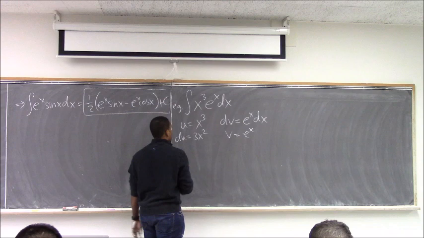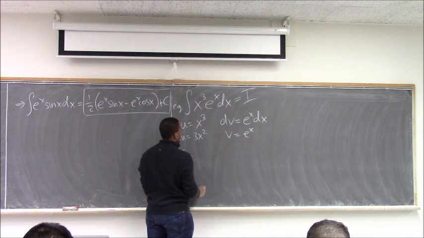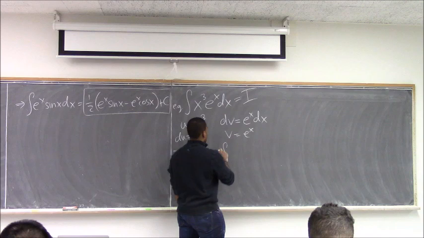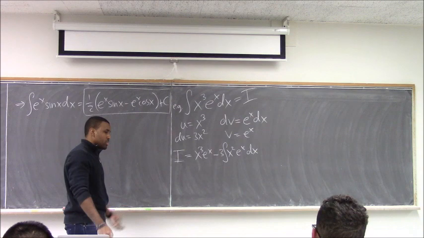You're going to plug these in. This is going to be equal to, sometimes when people get lazy, they replace the integral with a variable. Okay, so this is going to be u times v minus the integral of v du, with another integral. Does a basic rule work? No. Simplify? No. Substitute? No. Integration by parts again.